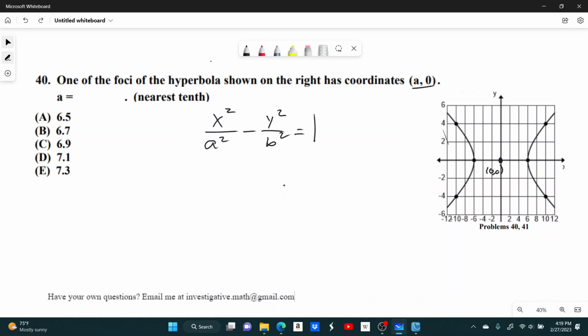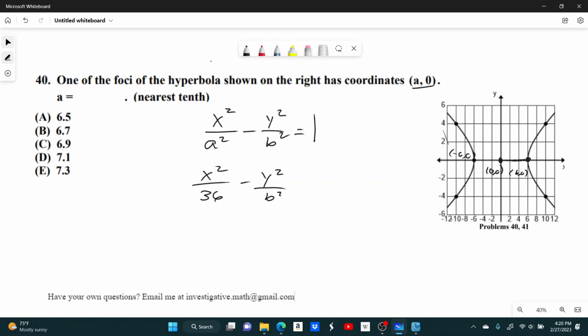So how can we find these numbers? How can we find a and b? Because these are just constants. x and y are things you plug in, but a and b are just constants. So a is the distance from the center to one of the vertices. And you can see we have one of the vertices here at (6, 0), and another one here at (-6, 0). And so it looks like a is going to be 6, so a squared will be 36.